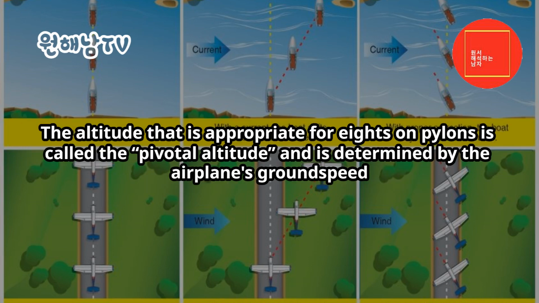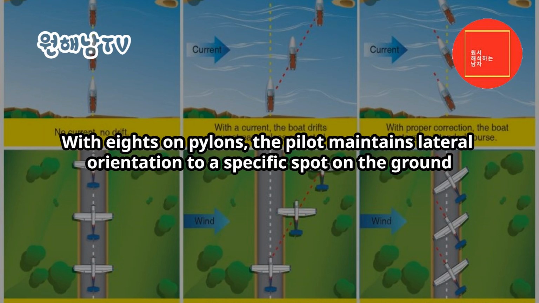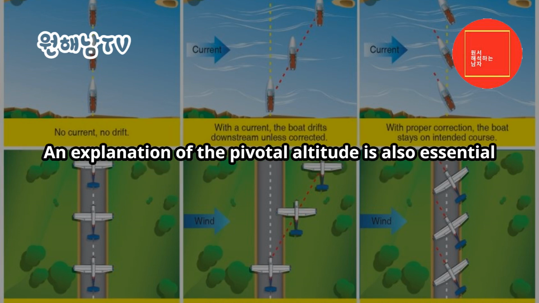The altitude that is appropriate for eights on pylons is called the pivotal altitude and is determined by the airplane's ground speed. In previous ground track maneuvers, the airplane flies a prescribed path over the ground and the pilot attempts to maintain the track by correcting for the wind. With eights on pylons, the pilot maintains lateral orientation to a specific spot on the ground. This develops the pilot's ability to maneuver the airplane accurately while dividing attention between the flight path and the selected pylons on the ground. An explanation of the pivotal altitude is also essential.